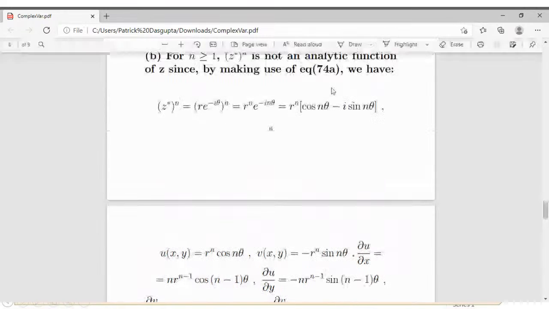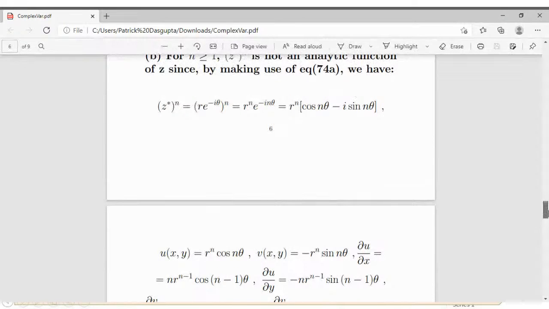Now, using equation 74a, what is equation 74a?